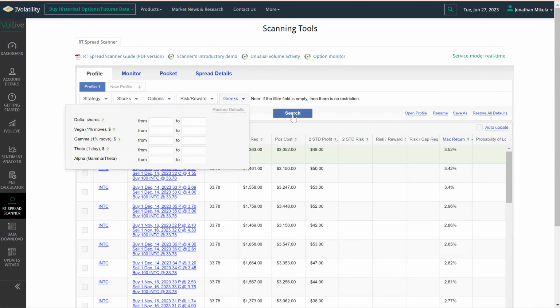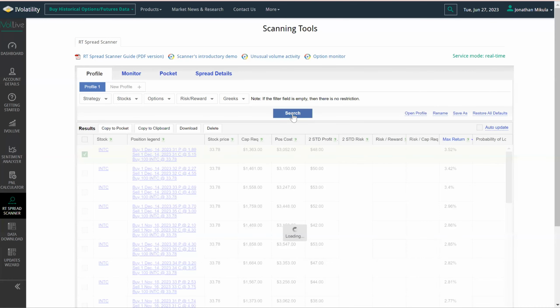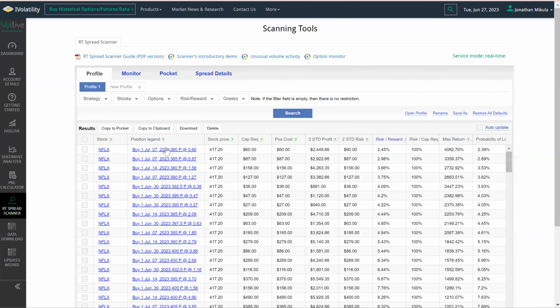Risk reward and Greeks I'll leave blank, and hit search. At its most basic level, this would be a way to go short Netflix. In this case, we'd be buying a July 7th put at the 380 strike for 60 cents.